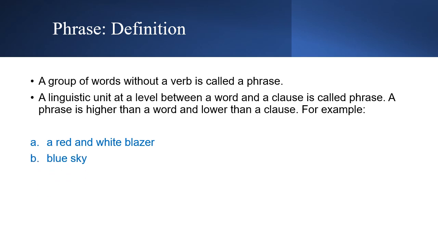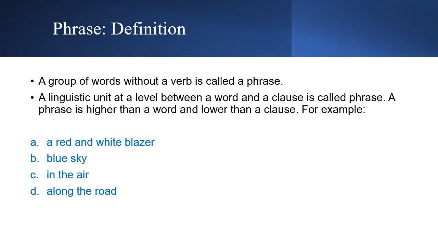Okay, the next one is blue sky. So there's no verb in it. Once again, in the air is a group of words without a verb, and along the road is also a group of words without a verb. So this is the simple definition and some very simple common examples of phrase.